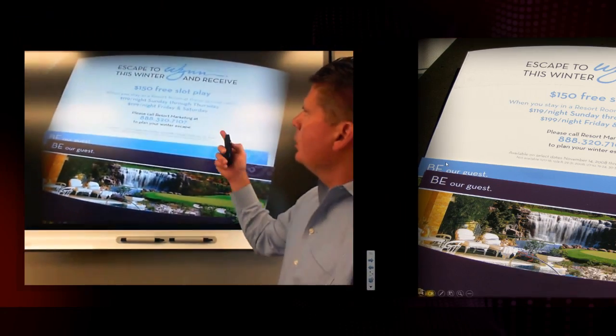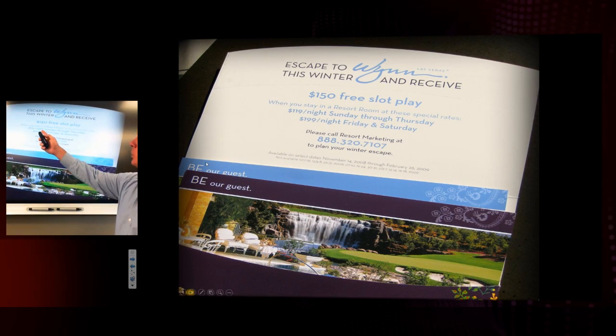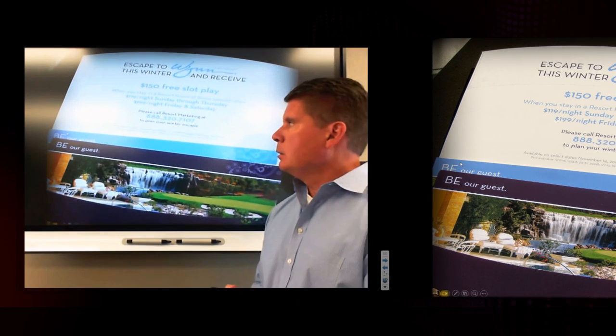This is an example from Wynn in Las Vegas, where you can stay Sunday through Thursday for $119, but Friday and Saturday is $199. It's very common in the hotel industry for a guest who's staying for a number of nights to pay a different rate on different nights depending on that market.